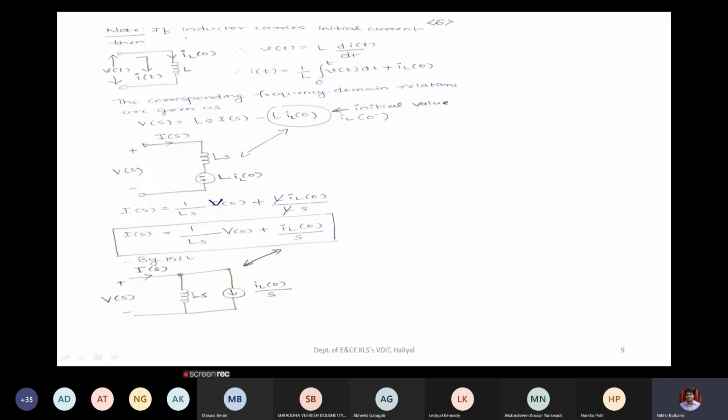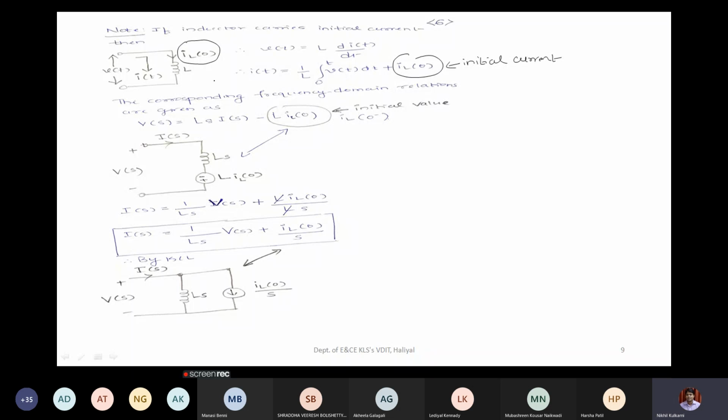Now if you consider that the inductor initially carries some current, IL of 0, how can it be represented? As usual, V of t you can write as L into di by dt, but I of t is what? The total current I of t through the inductor is 1 by L integration from 0 to t of V of t dt, plus the initial current.